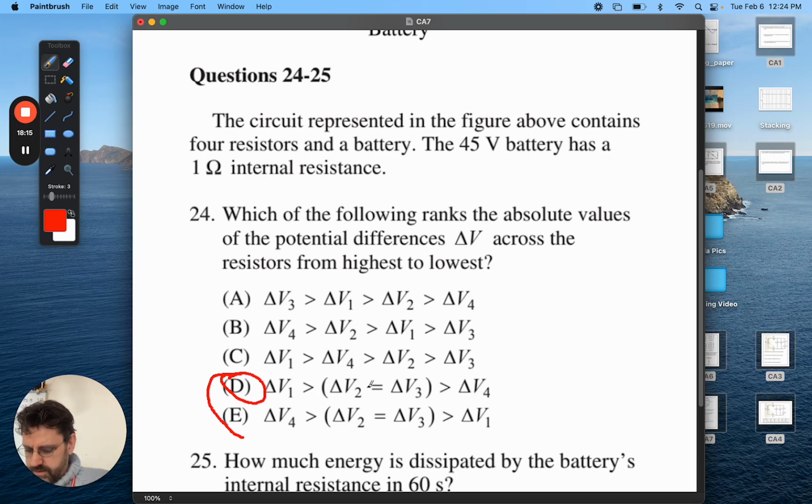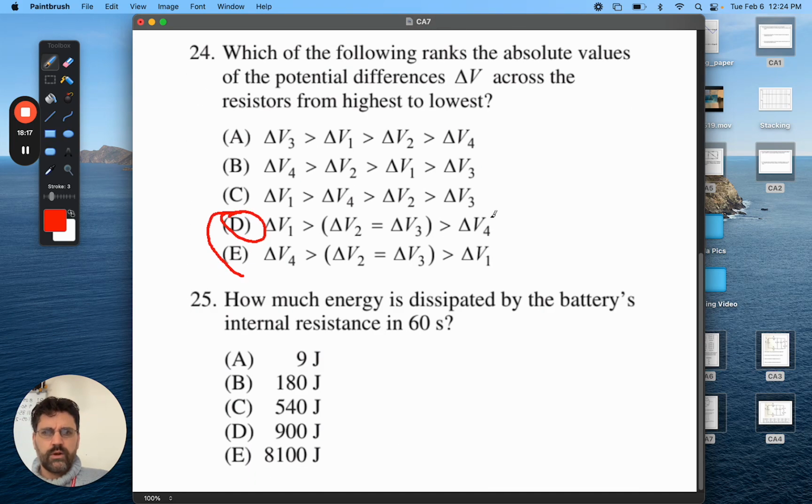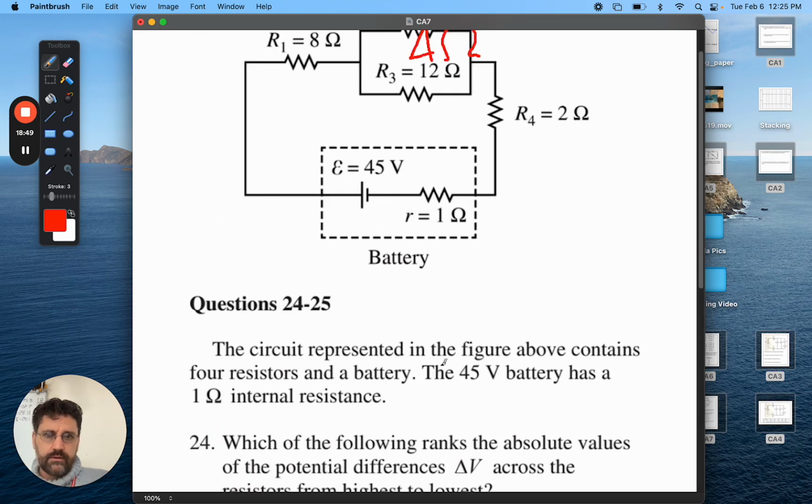Okie doke. And then the last one here wants us to find how much energy is dissipated by the battery's internal resistance in 60 seconds. So remember, energy once again is in joules. And a volt is a joule per coulomb. So basically, if we knew, let's see here, yeah, we want to know the voltage in that resistor, that one, because that's joules per coulomb.